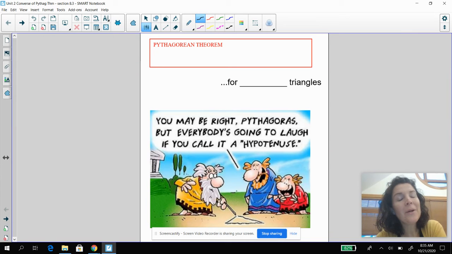Hi, everybody. Now we are going to talk about the converse of the Pythagorean theorem. So we're still in Unit 2, and we're chugging along. We're doing a great job.